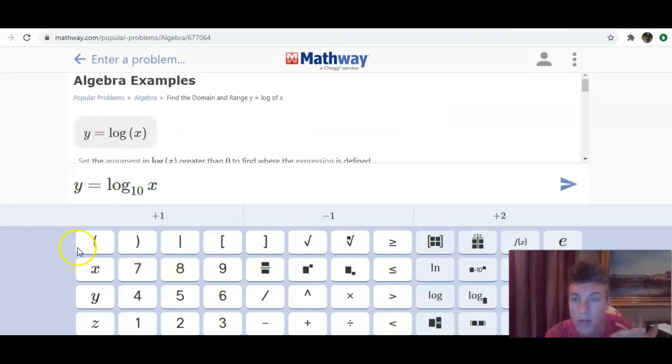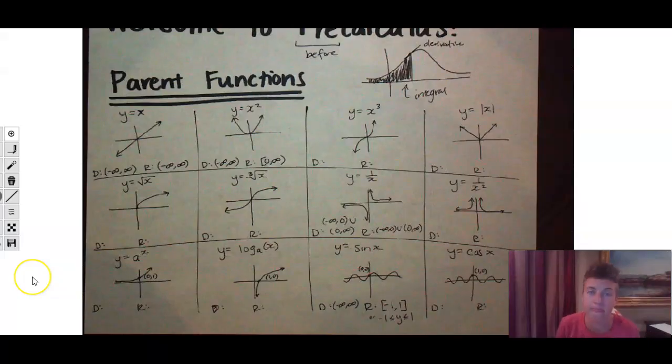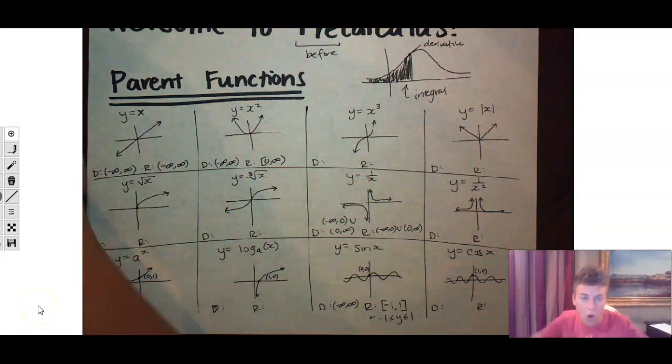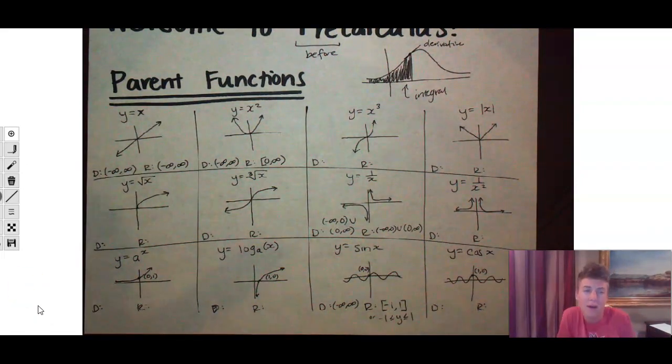Awesome. Great. So, your mission, which you will of course choose to accept, is to find the domain and range of the remaining functions. Once you have done that, you are done with your notes about these lovely, lovely, lovely parent functions. And you'll snap a little picture, send it in for points, bada bing, bada boom.